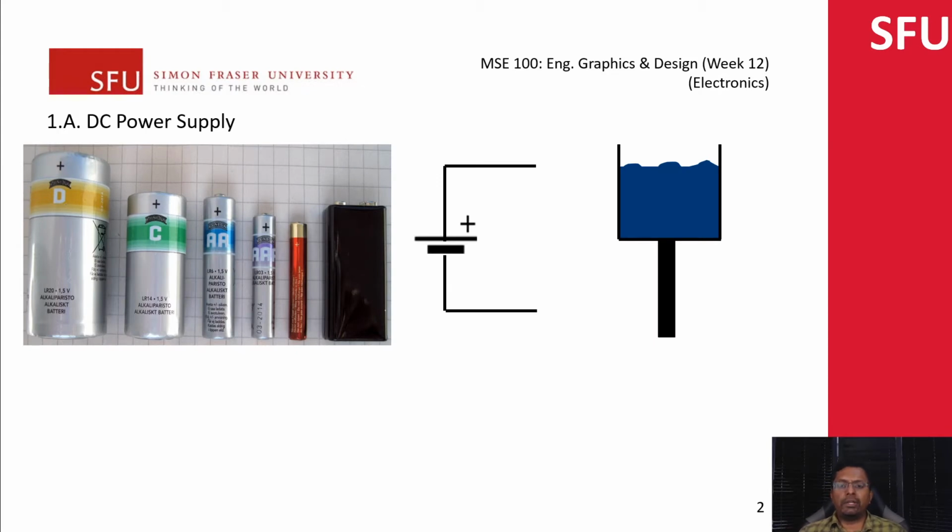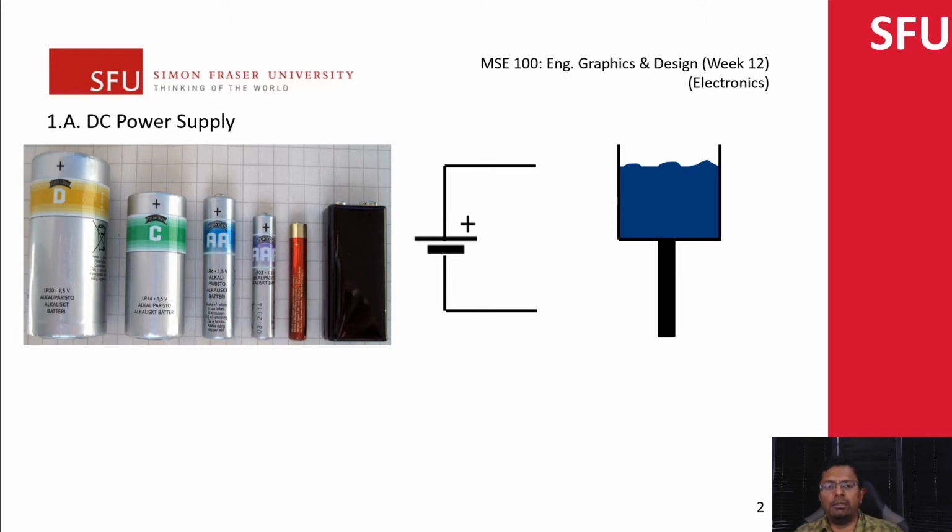The first component we'll be looking at is the DC power supply, or the battery. Here we have a bunch of batteries, the most common ones that you see. This one is a D cell. This one is a C. This one is an AA, which is common, sometimes known as a pencil battery. This is AAA, which is a little bit smaller. And then you now have a quadruple A. For instance, if I look at my pen, they tend to use a quadruple A battery.